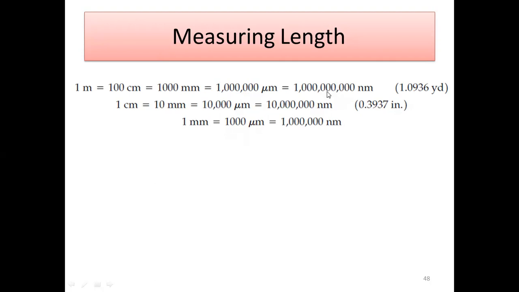And in a similar way, 30 are cancelled out and 60 are left. This is the conversion. 1 meter will be equal to 1000 micrometer, or 10 to the power 6 nanometer. So these are all the conversions. This is just for reference. Don't worry about this one.